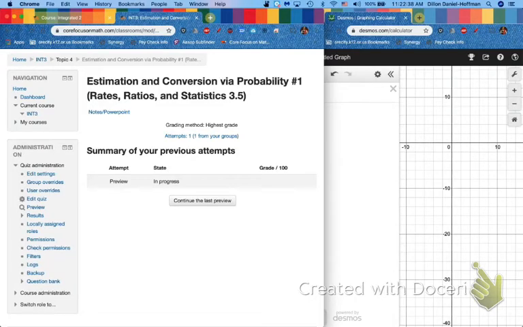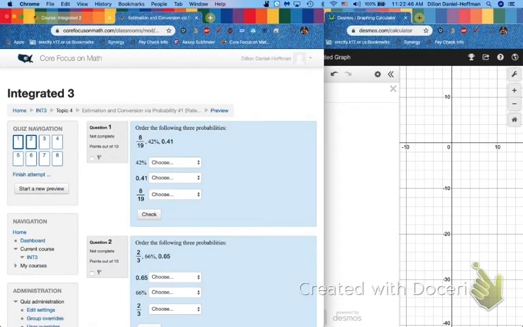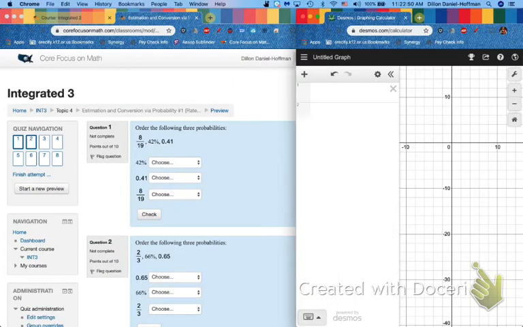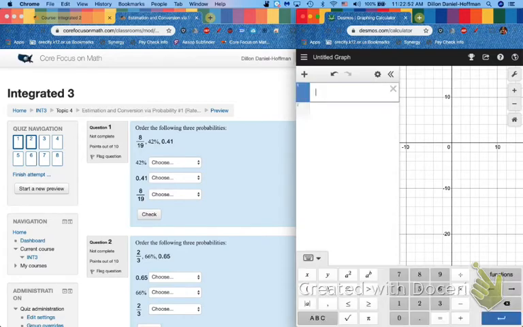Estimation and conversion via probability, number one. One more practice with this kind of applicable fractions, decimals, percents, sales kind of problems that you're going to get in the quote unquote real world. All right, number one and number two as well.